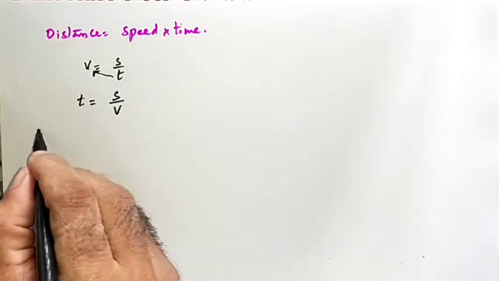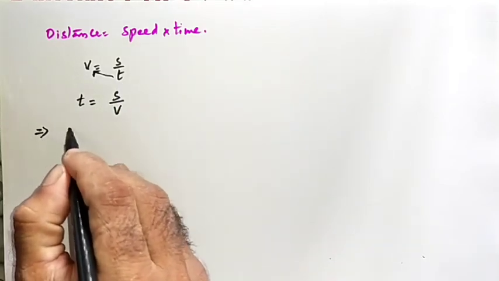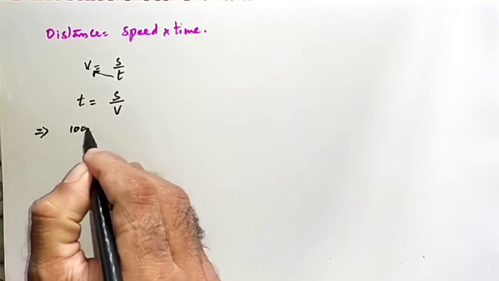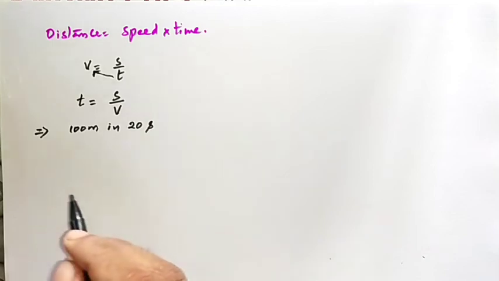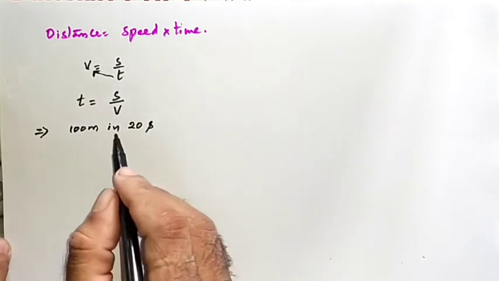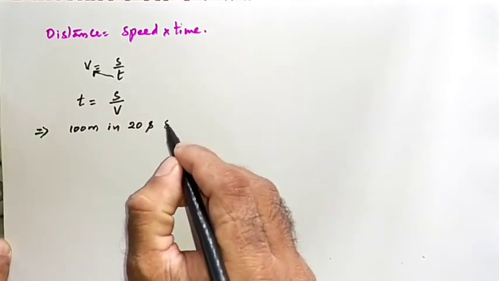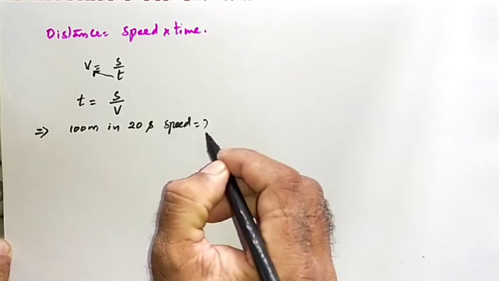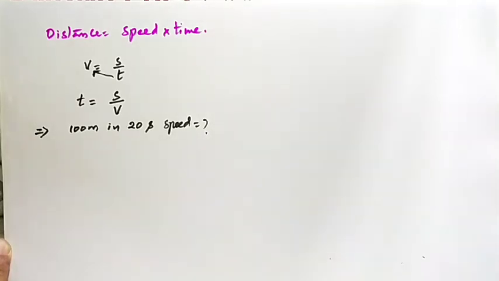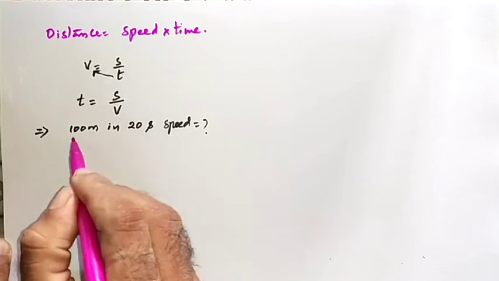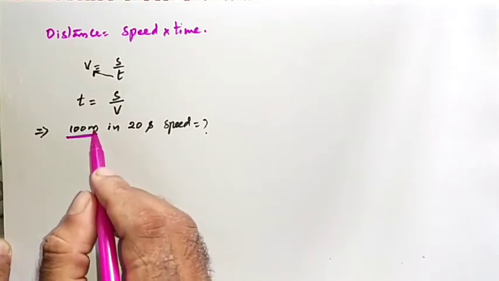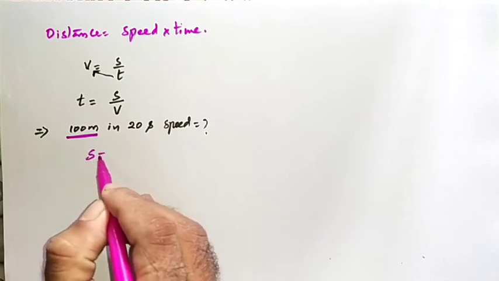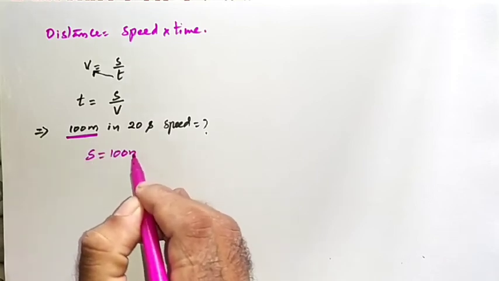Now let us see one example. A body travels 100 meters in 20 seconds. Then what is its speed? This is the question. So here what is given? 100 meters is given. What is this 100 meters? Meters is the unit of distance. So distance is given. S is equal to 100 meters.